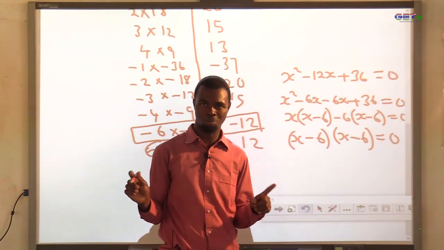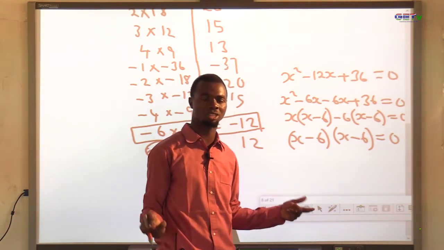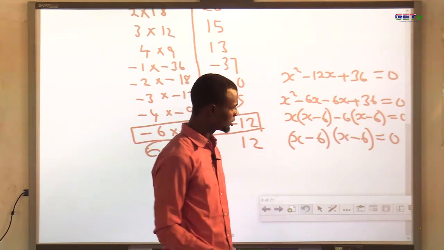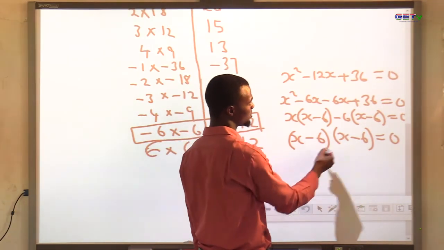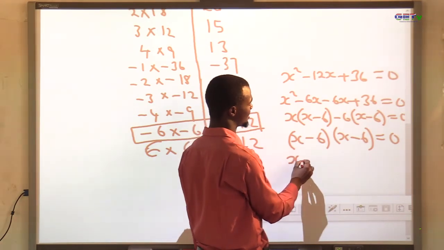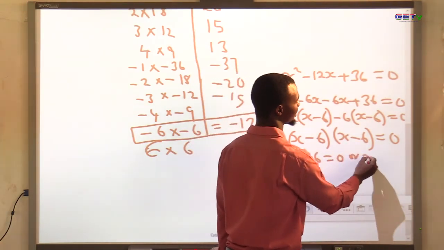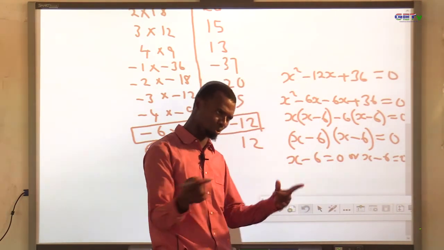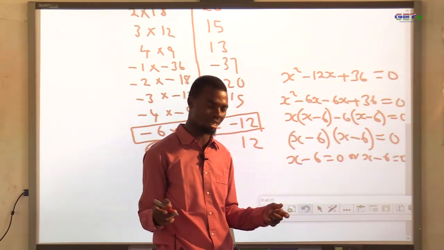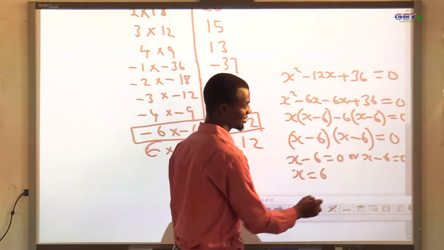We take the zero product from this. A times b equals 0 means either a is 0 or b is 0. But if you look at this, the expressions are all the same. So you will have x minus 6 equals 0, or x minus 6 equals 0. Just take one of them, it is twice of it. So you will have x equals 6 twice.